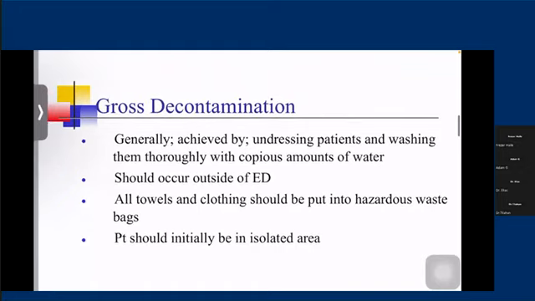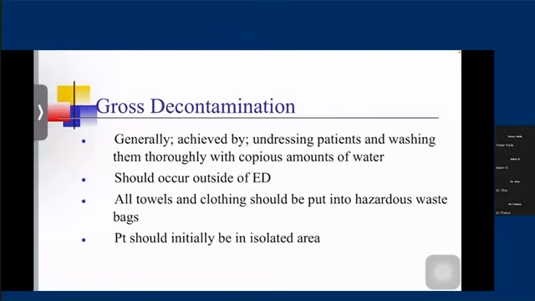Then decontamination. Practically, we usually tend to give priority to decontamination instead of securing the ABCs of life. But the priority should be the ABCs of life. Decontamination has a few advantages, especially GI decontamination, which we'll discuss later. Decontamination can be cutaneous decontamination or GI decontamination.